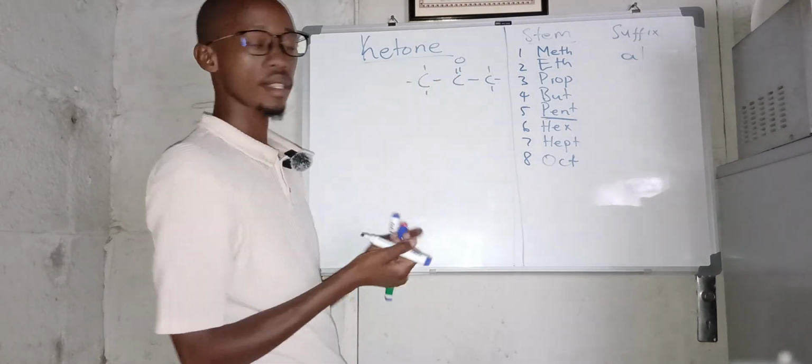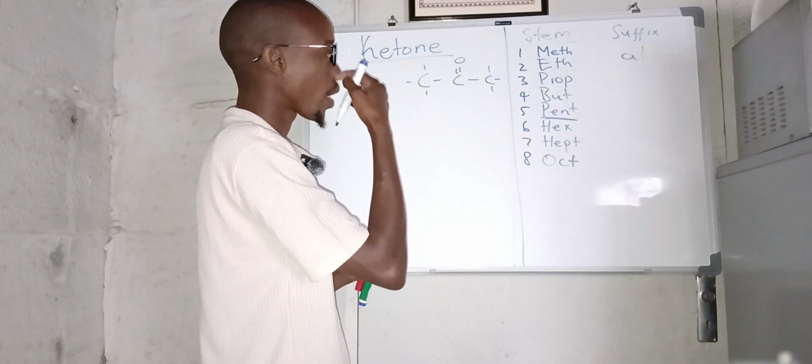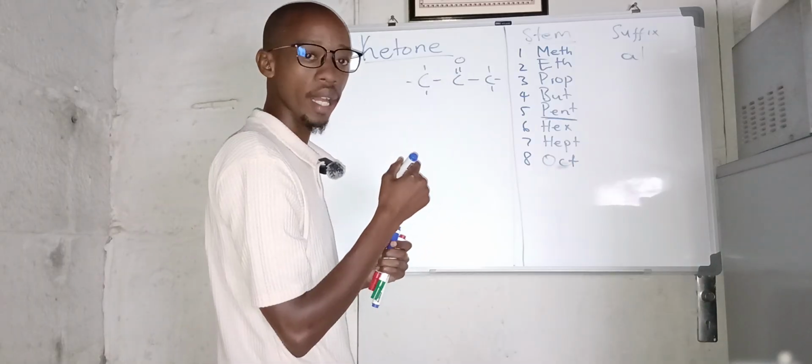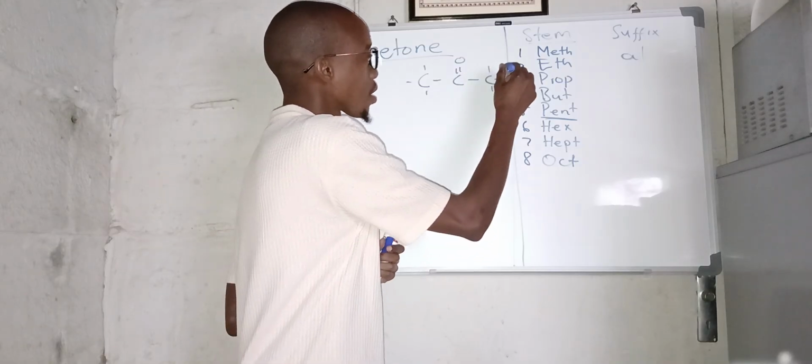So this is the representation of the functional group of ketone. It is there and it is surrounded by two other carbons. Let's add hydrogens there.